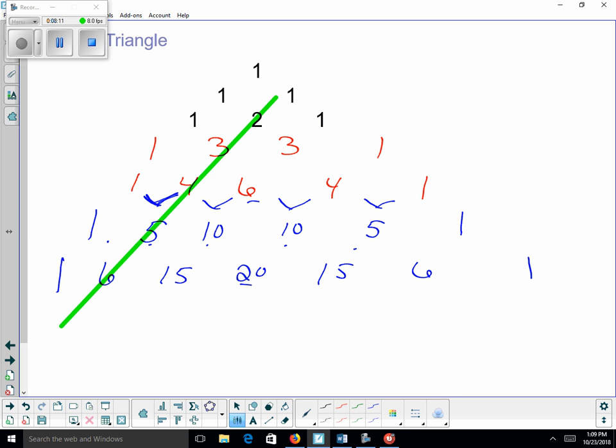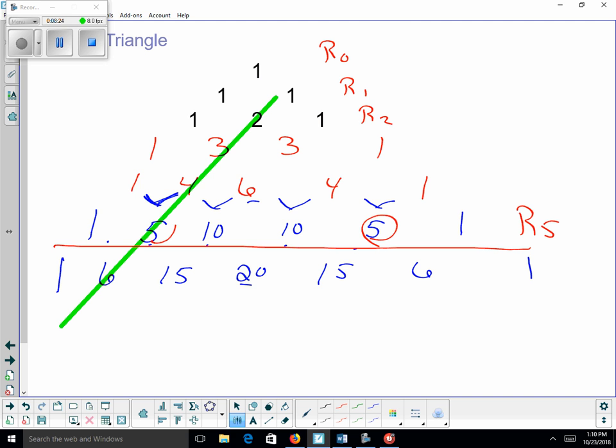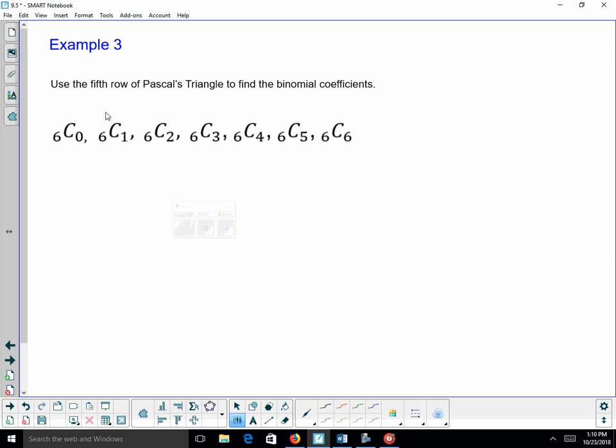When I ask you about a row of Pascal's triangle, this is considered row 0, this is considered row 1, row 2, and so forth. So this right here will be considered row 5. The second number, either the second from the inside, second to the last, or second number, tells you what row you're on. So some of your problems have a question that says, use the 5th row of Pascal's triangle. If I want the 5th row, I want the one that has a 5 as the second number. So this is the 5th row of Pascal's triangle. It's saying use the 5th row of Pascal's triangle to find the binomial coefficients.